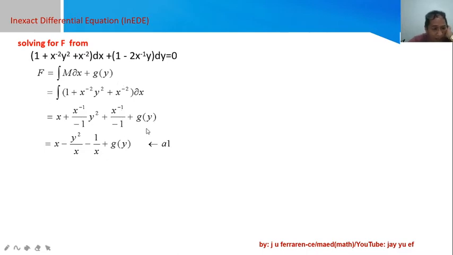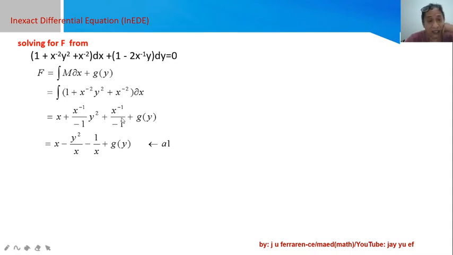Plus the unknown function. I may rewrite it to have an expression containing a positive power: x minus y squared over x, since this is a negative term, and this is also minus 1 over x, plus the unknown function in y. By the way, this is already an answer if it is complete with the value of the unknown function of y. But I don't have the unknown function of y yet. So I can look for this unknown function by taking the integral of my second term.